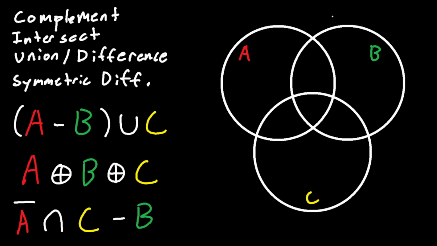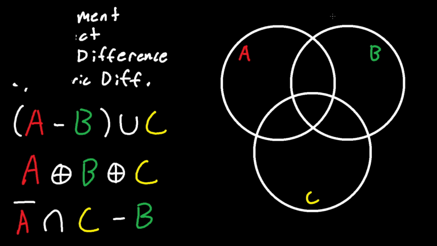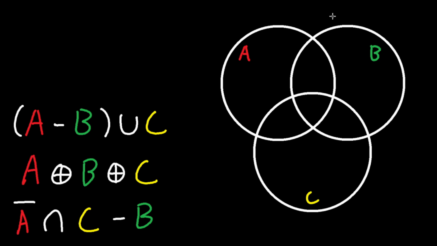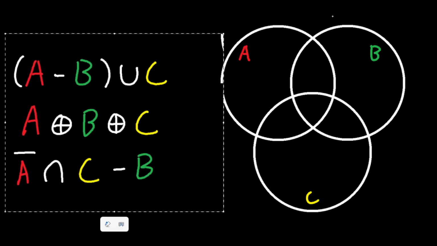And for the last one, it's symmetric difference. This XOR, symmetric difference, is last. How sad. But now that we got that out of the way, let's go ahead and solve these.